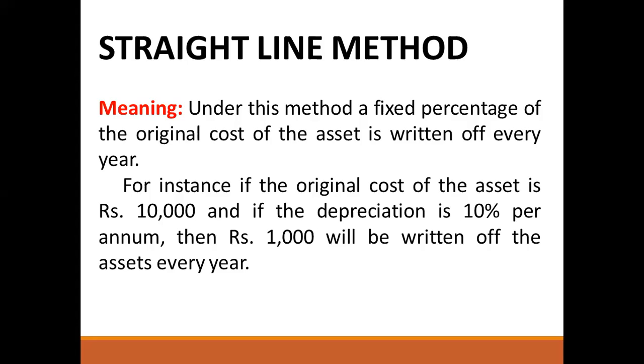Under this method, a fixed percentage of the original cost of the asset is written off every year. For instance, if the original cost of the asset is rupees 10,000 and the depreciation is 10% per annum, then rupees 1,000 will be written off the asset every year.